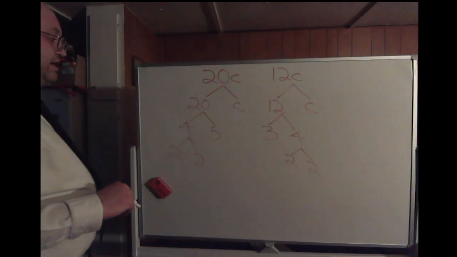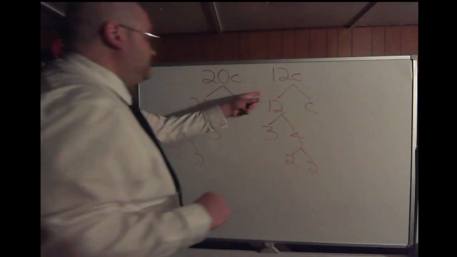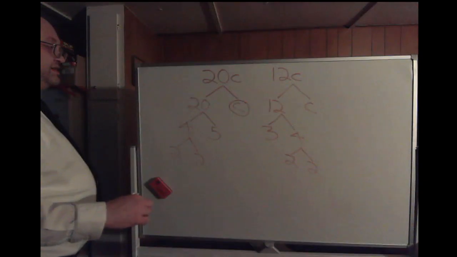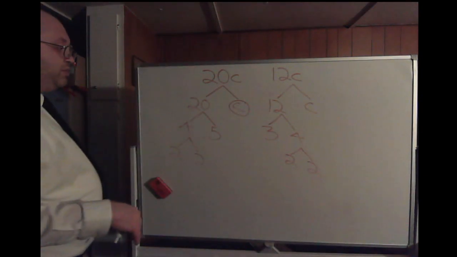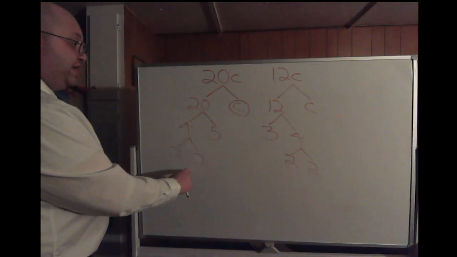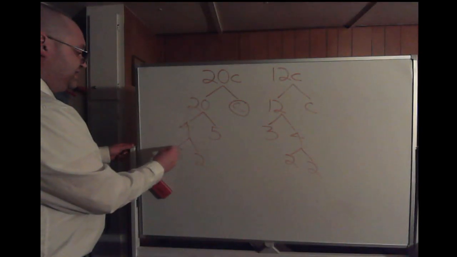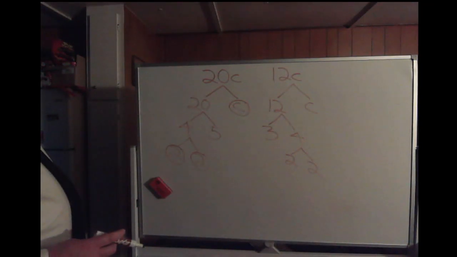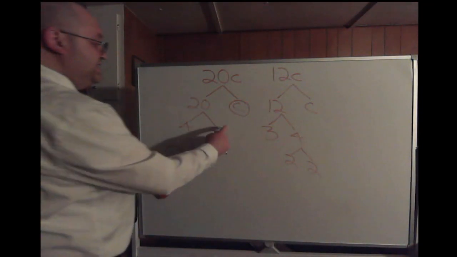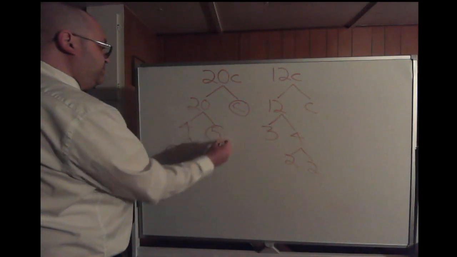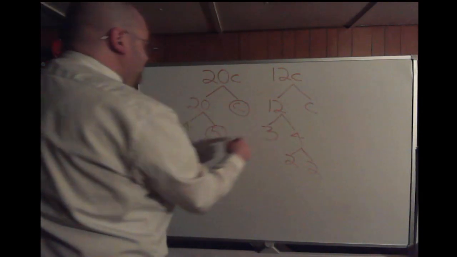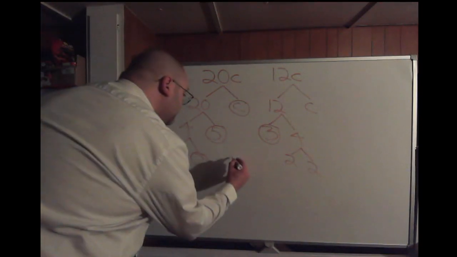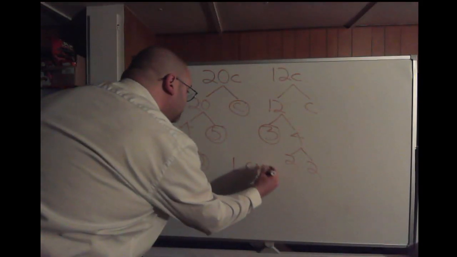Well, they both have a C in common, so circle one of the C's. Since they both have the same number of C's, just pick one of them. They both appear to have two 2's in common, so pick one set of 2's. You'll circle that. Now, 20C has a 5, 12C doesn't, so you'll circle the 5. And then the 12C has a 3, the 20C doesn't, so you'll circle the 3.